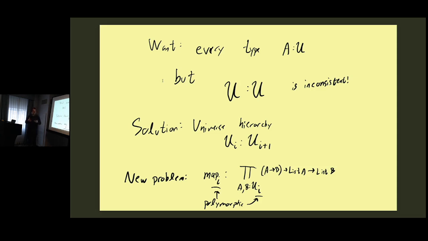But then in solving this inconsistency, we've introduced a new problem, which is now every time we're going to write a function that uses universes, we have to say which universe we are working in. So if we take our map function, right now we would say, okay, for all A and B at a particular universe U_i, right? And so universe polymorphism is how we're going to work around this issue, which is that we're going to write functions like map, where it doesn't really matter what this universe level is, okay?